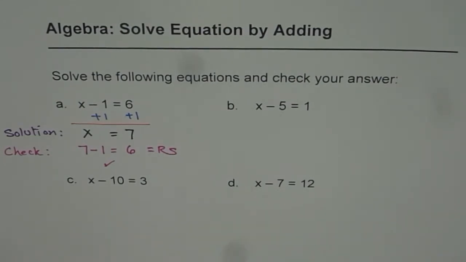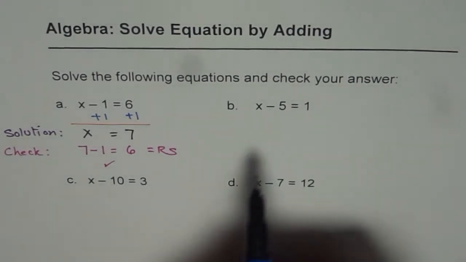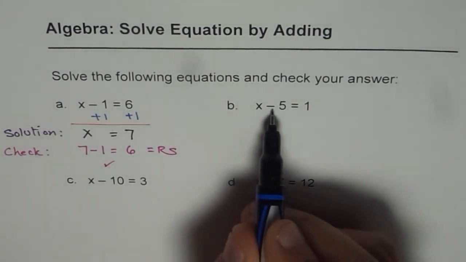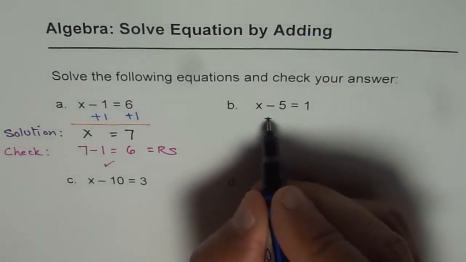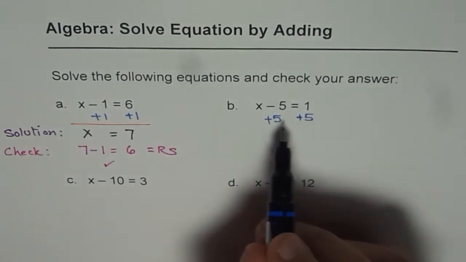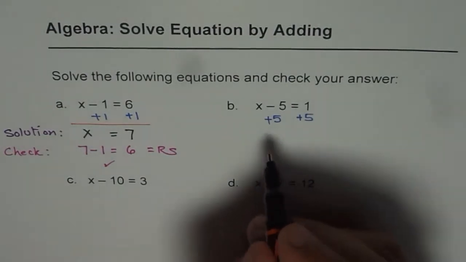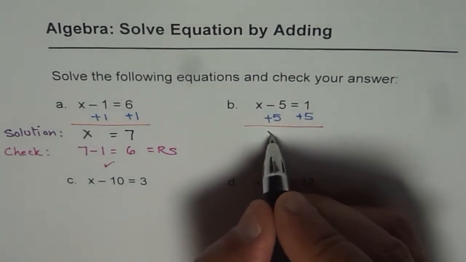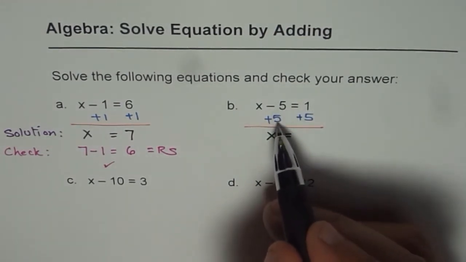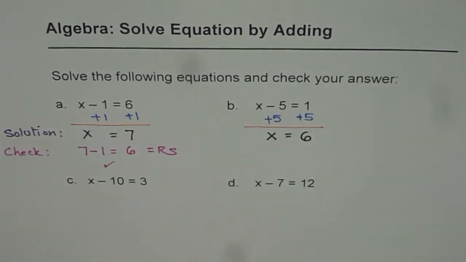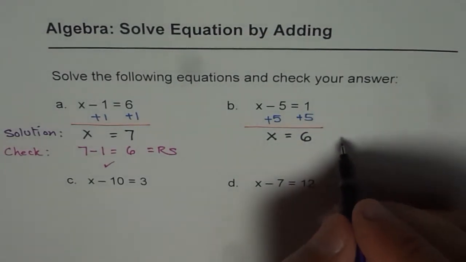Now we'll do the same method for the next question. Again, it is x minus 5 equals 1. We need x. We don't want minus 5. So what should we add here to get rid of minus 5? Well, it should be plus 5. So we do just the reverse of that number, right? Plus 5, and in an equation you do the same thing on both the sides. So when you add 5 on both the sides, we get x on the left side, since minus 5 plus 5 is 0, and on the right side we get 1 plus 5, which is 6. So this is our solution, correct? That is our answer.